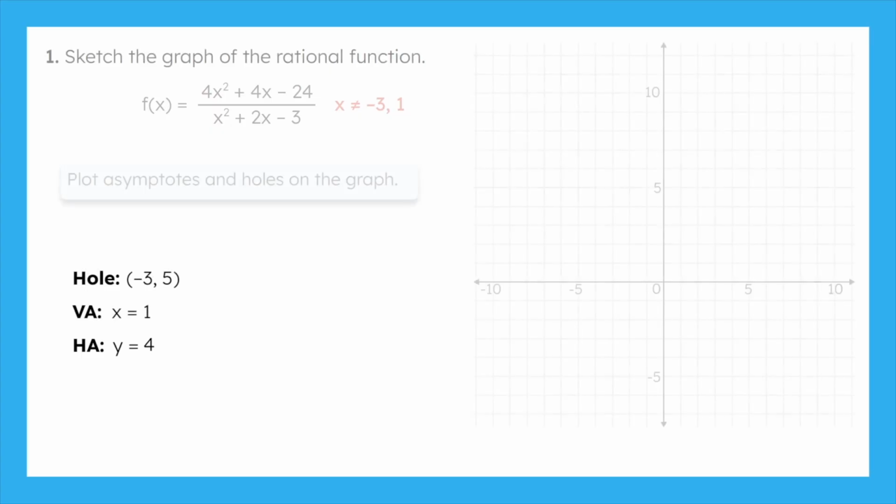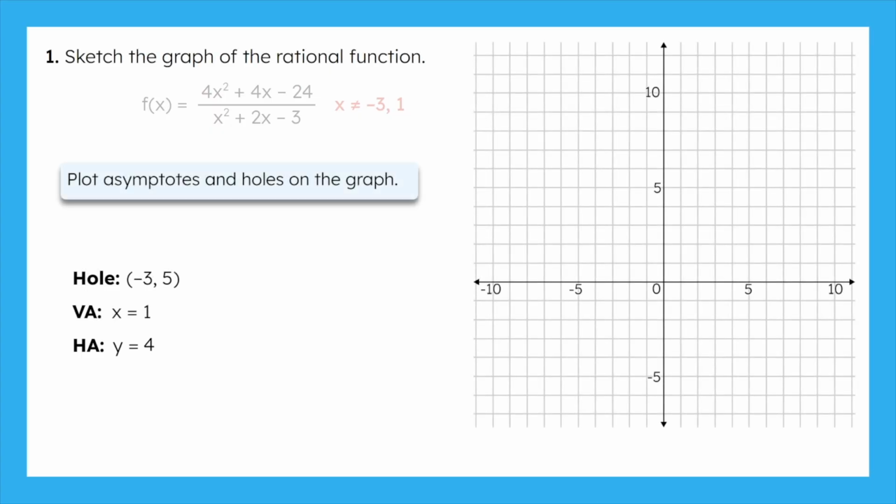We always start graphing by plotting all the asymptotes and holes on the graph. We'll plot the hole at (negative 3, 5) with an open point, and we'll use a dashed line to draw a vertical asymptote at x equals 1 and a horizontal asymptote at y equals 4. These features act as boundaries, showing where the graph approaches and where it can't exist. But these aren't enough to actually sketch the graph. We'll need to find a few more points to guide the curve.